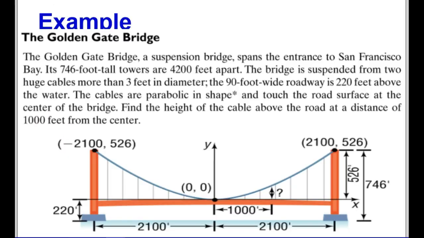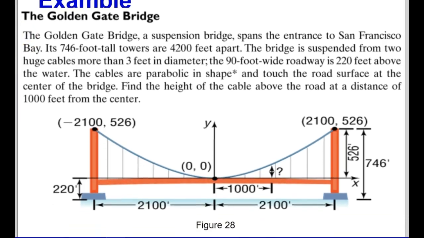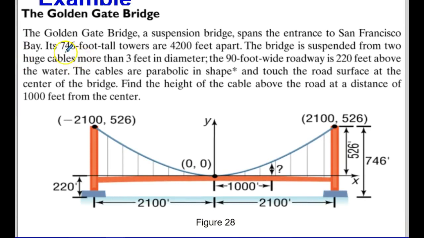So our next example, we're looking at the Golden Gate Bridge. Here's our suspension bridge that spans the entrance to San Francisco Bay. The towers are 746 feet tall, and they're 4,200 feet apart. So again, we're going to draw our picture as we go. It's 220 feet above the water, so that's where we get this 526 from, and that's going to be a very important number. We also know that this is 2,100 feet because the entire thing is 4,200 feet.